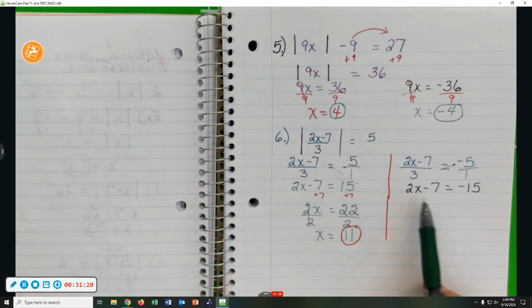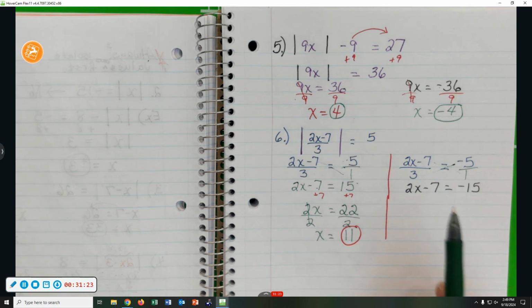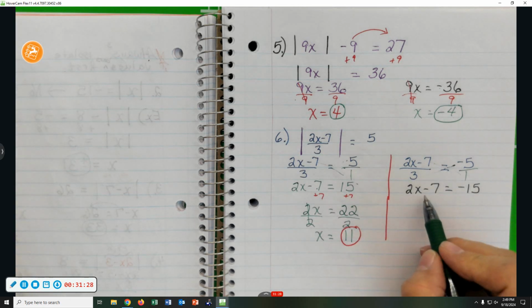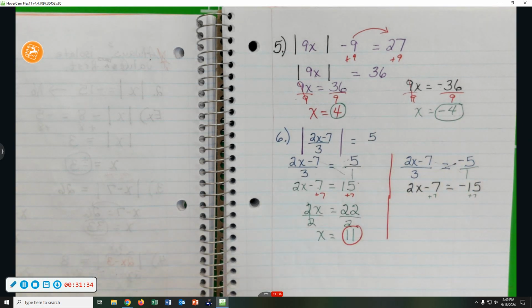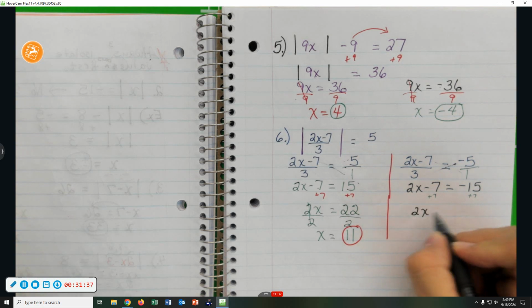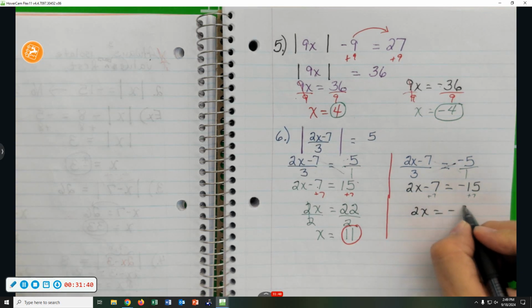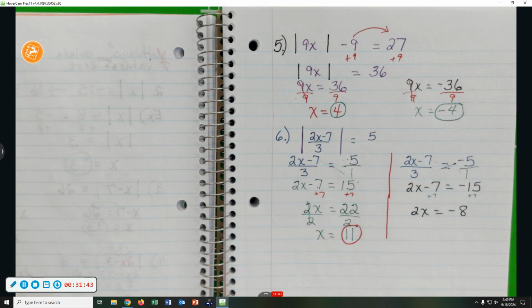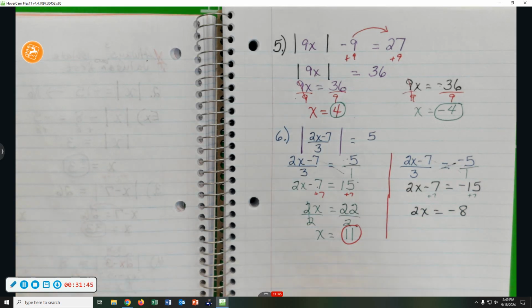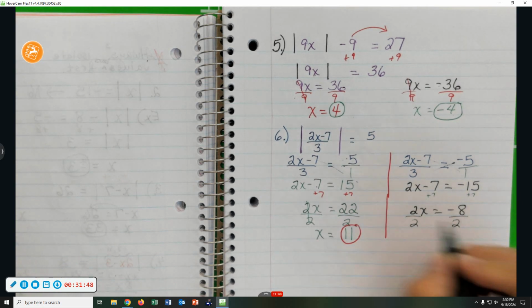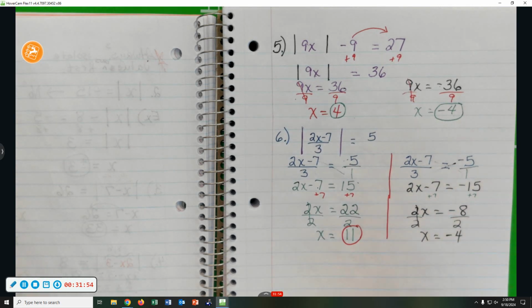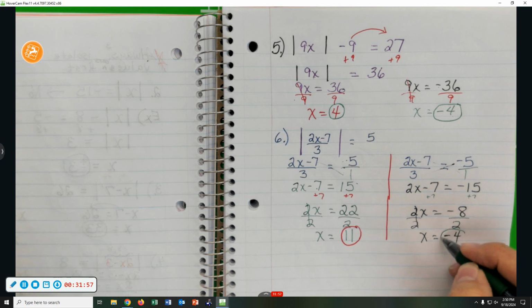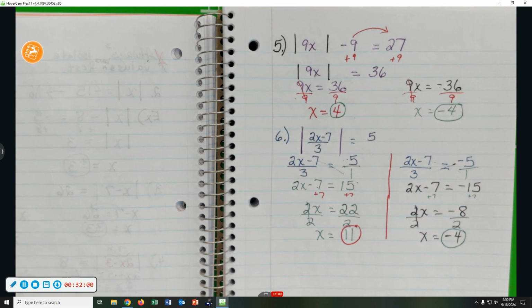So to isolate the x, you do the opposite operation to both sides, beginning with addition and subtraction. The opposite of subtracting 7 is adding 7. So we have 2x equals negative 15 plus 7, negative 8. And then what do I do? Divide by 2. And we're getting x equals what? Negative 4. So positive 11 and negative 4.